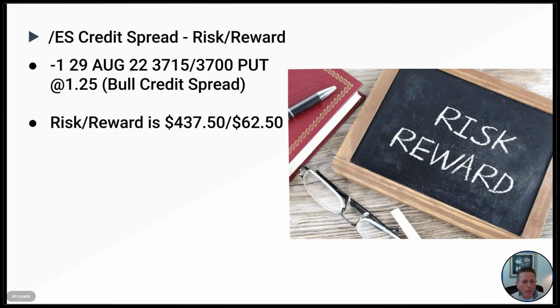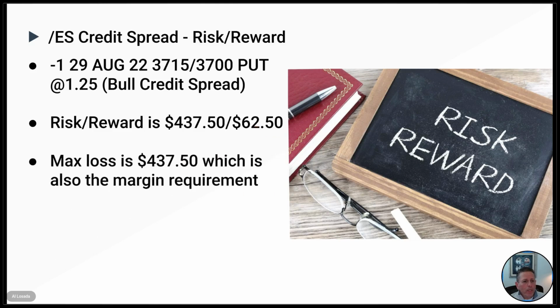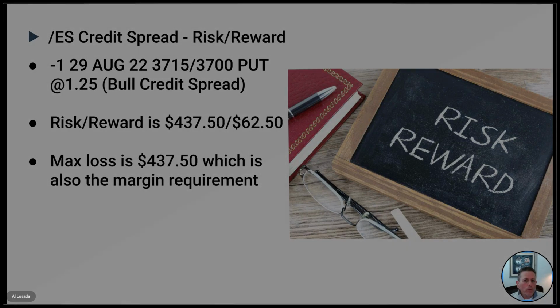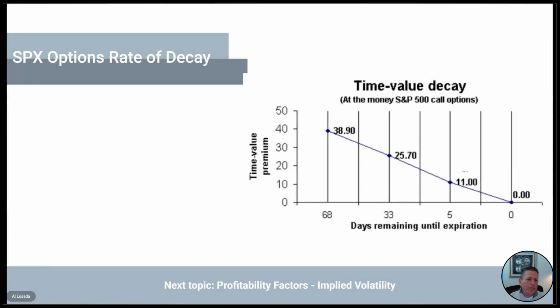And I'm not going to sugarcoat it. That's what happens. So the risk reward in this case here is 62.50. You cut that in half, and that's your max gain that you can get in this trade. Max loss is 437.50 minus the 62.50, and that's the max loss that you can get in this trade as well.